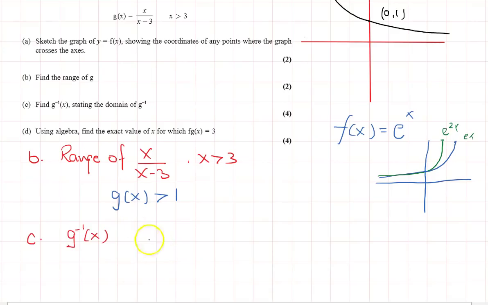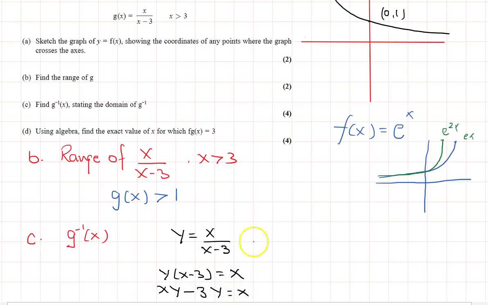We have to find the inverse function. So let's say y is equal to x over x minus 3. So y into x minus 3 is equal to x. We open the bracket, xy minus 3y is equal to x. To find the inverse function, we have to make x the subject. Here y is the subject, so we have to make x the subject.